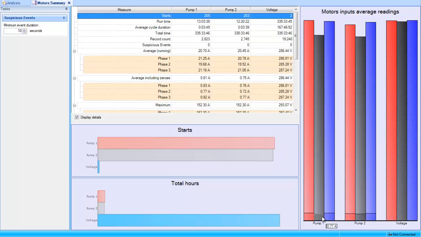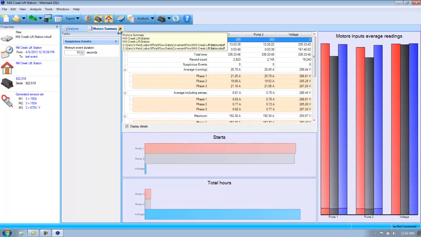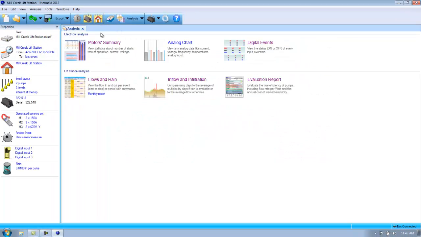Also here, this is the actual average for the entire duration of the station run. In other words, this is the amperage for the entire report. In other words, the average amperage, the off time and the on time. So that's the motor summary.